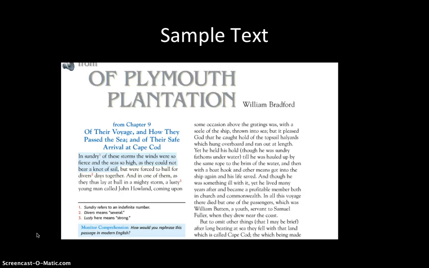Okay, here is the sample text. I will be working with these couple of paragraphs throughout the whole video. I wanted you to see it before I marked it up a little bit. You see it says from chapter 9, of their voyage and how they passed the sea and of their safe arrival at Cape Cod.